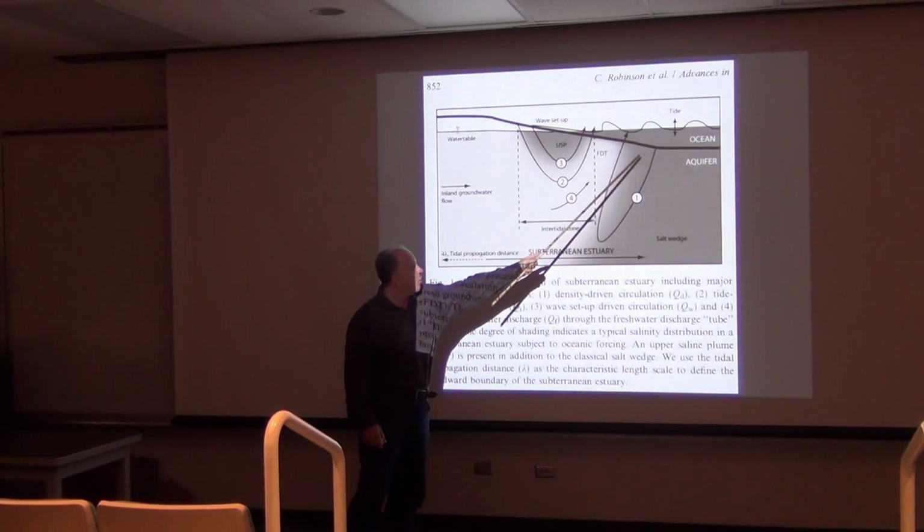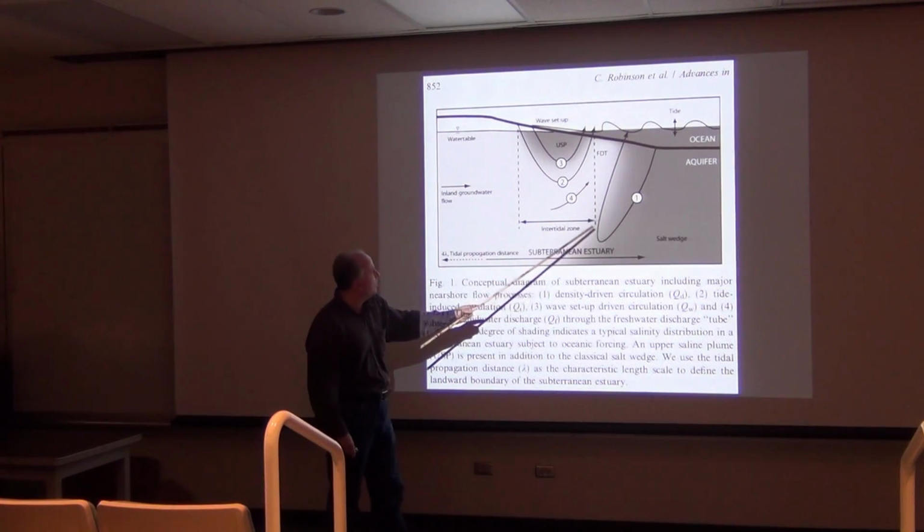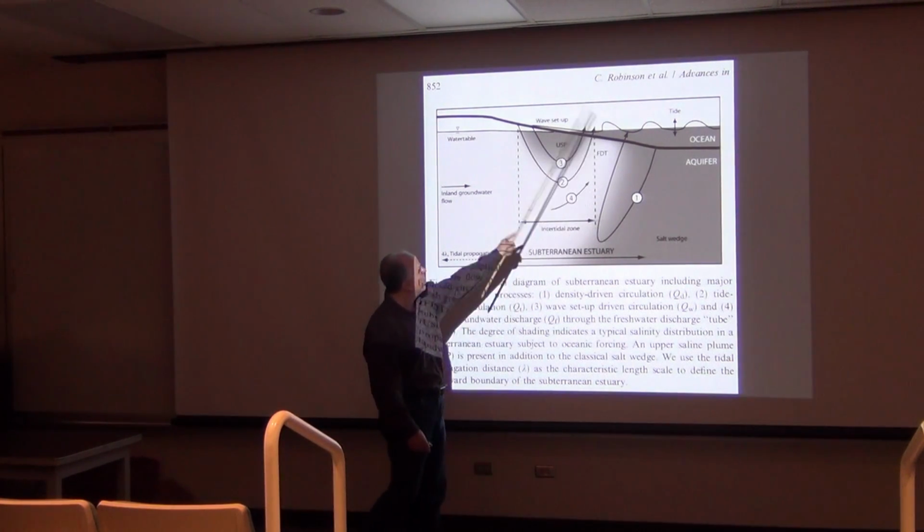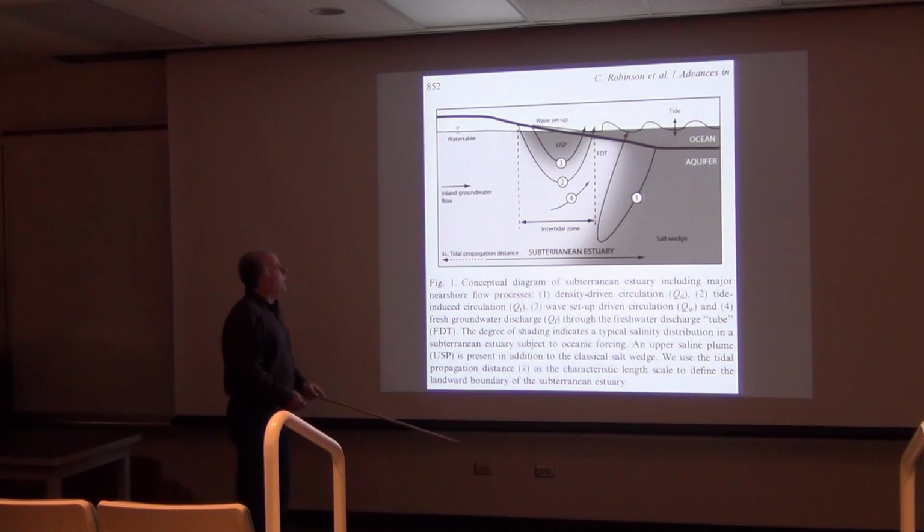And then out here you get ocean water that's circulating into the aquifer and coming back up with some of that fresh and brackish water.